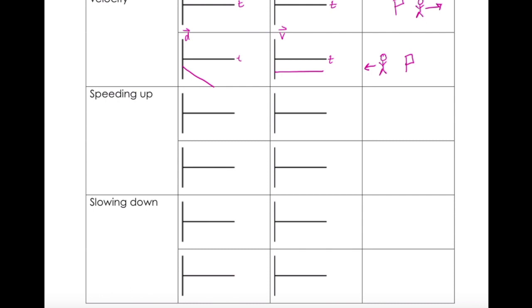Okay, for speeding up, our velocity is changing over time. And so we represent this with a curved line or parabola, or we can have going from a stopped position, and then our velocity is increasing. So if we have our reference point, this person's starting a bit away from the reference point, and over time they are getting faster in the positive direction.